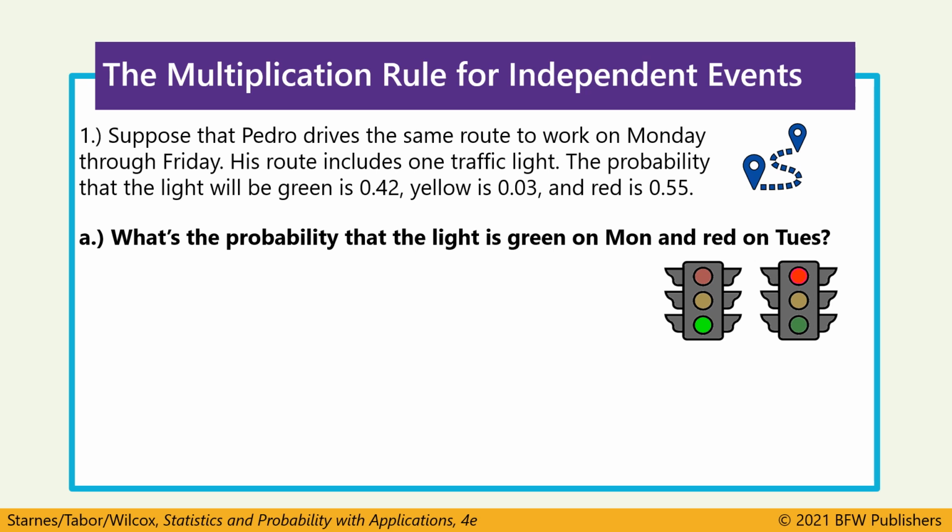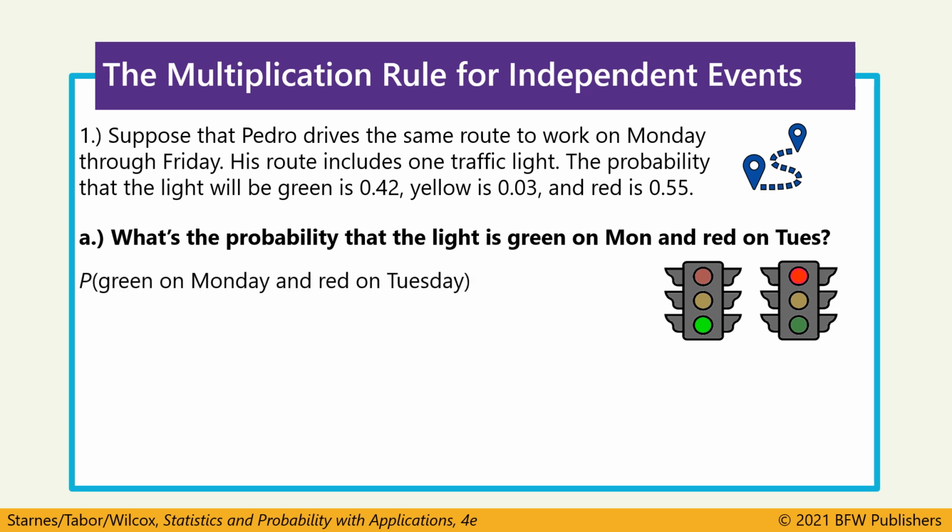For example, suppose the pager drives the same route to work on Monday through Friday. The route includes one traffic light, which has a 42% chance of being green, 55% chance of being red, and 3% chance of being yellow. Part A, what's the probability that the light is green on Monday and red on Tuesday?